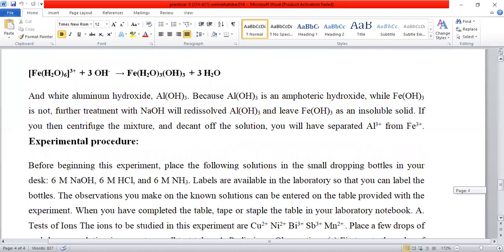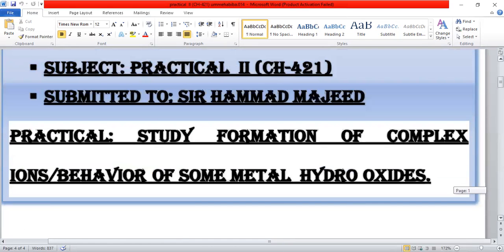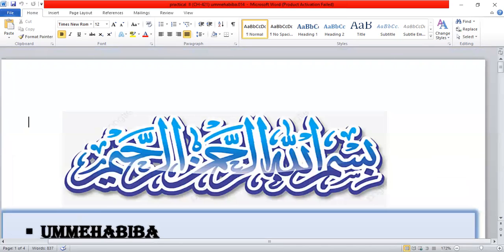So this was the practical in which we discussed the behavior of some metal hydroxides, and we studied the formation of complex ions. It was all from my side, so thank you.